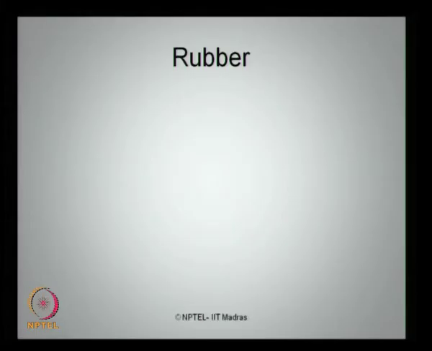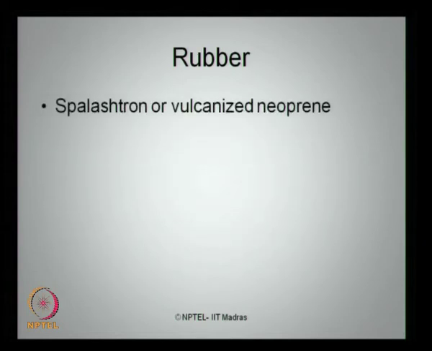Ladies and gentlemen, alternatively, another material which is also used to protect members in the splash zone is rubber. Splastron or vulcanized neoprene are two varieties of rubber products which can be used as a sheathing layer on the members or on the material surface near the splash zone.